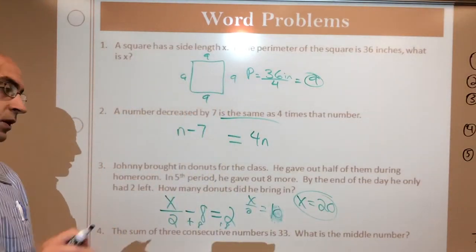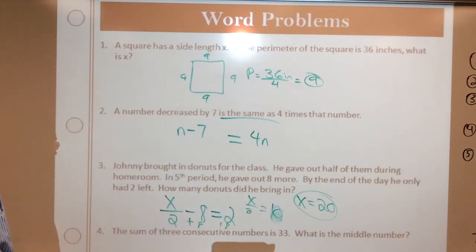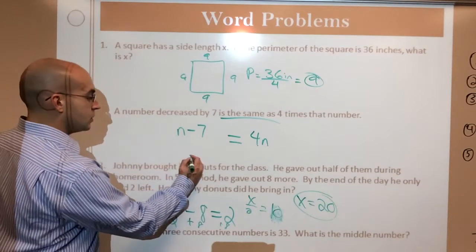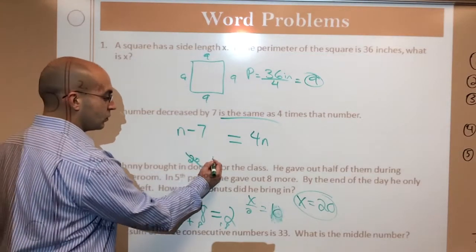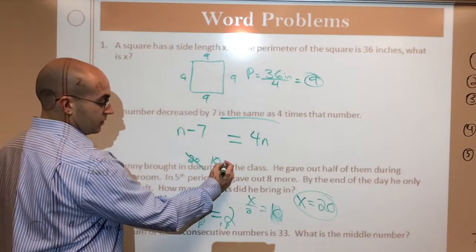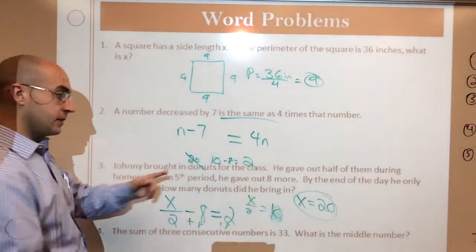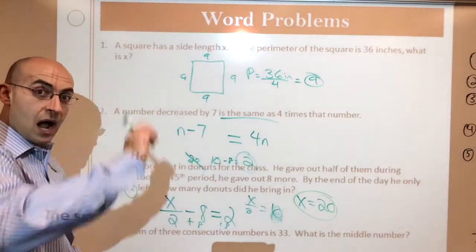Now, this is where you definitely want to check your work, and I definitely want to check it because I couldn't even add for a second. Okay, Johnny brought in 20 donuts for the class. He gave out half of them in homeroom. In 5th period, he gave out 8 more. So if he gave out 8 more, he only had 2 left, and by the end of the day, he only had 2 left. This 2 matches that 2. Done.